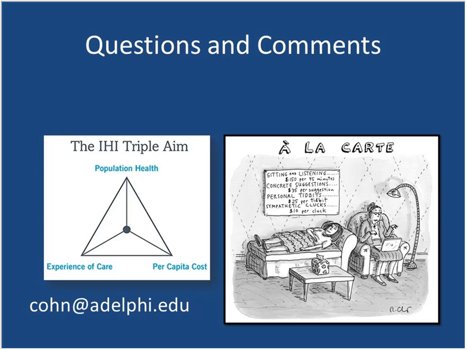The cartoon just says kind of a la carte. The least amount: sympathy clucks are $10 per cluck. Personal tidbits, 25. Concrete suggestions, 75. And sitting and listening, $150 an hour, but we felt like it was worth every minute. We really wanted to try to work ourselves up to the sitting and listening part, and I think we did. So with that, I'll stop and take questions.